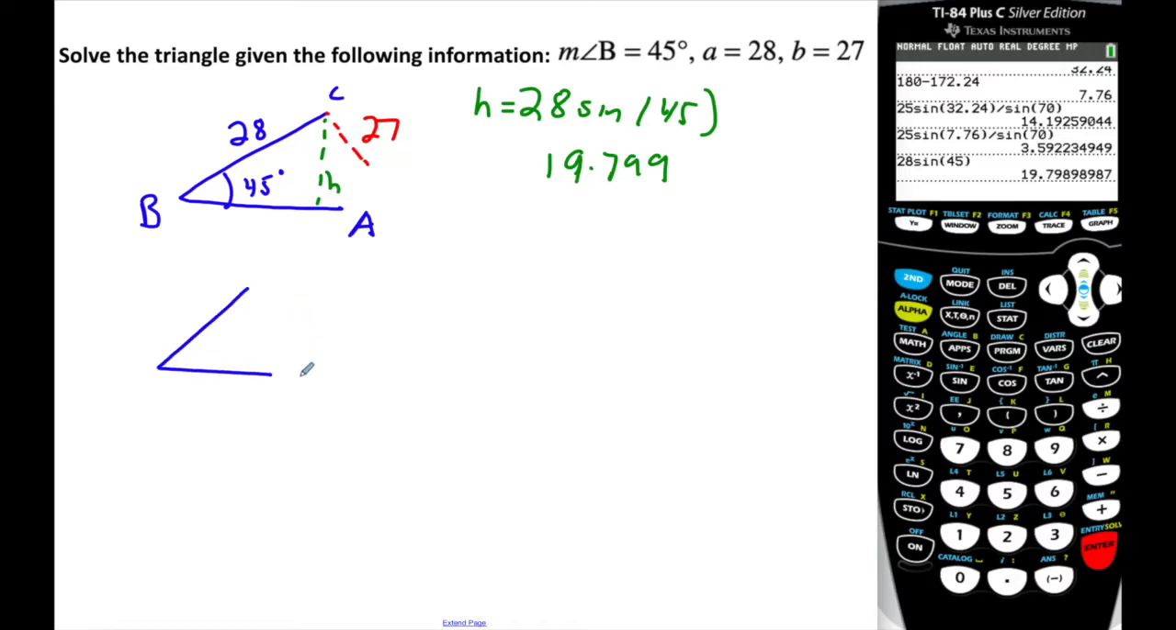Okay, let me see if I can copy and paste what I've got right here. I thought maybe this would be a little bit easier. So here's my copy paste. So here we'll have two situations. Either B will snap like this. So we'll have a 27, a 28.